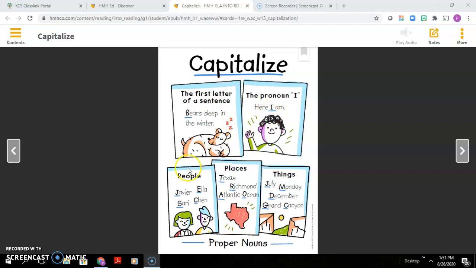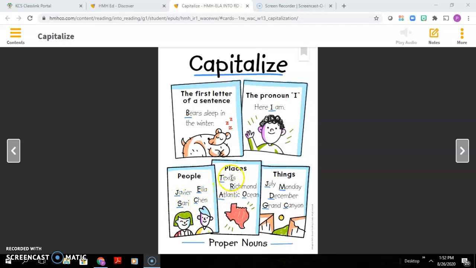We also capitalize proper nouns. Proper nouns are when we have a noun and we give it a name. And when we give those nouns a name, it needs to start with a capital letter. Like Javier, Ella, Sari, Chin. Those are names of people, and it's names that we have given them, so they need to have capital letters.